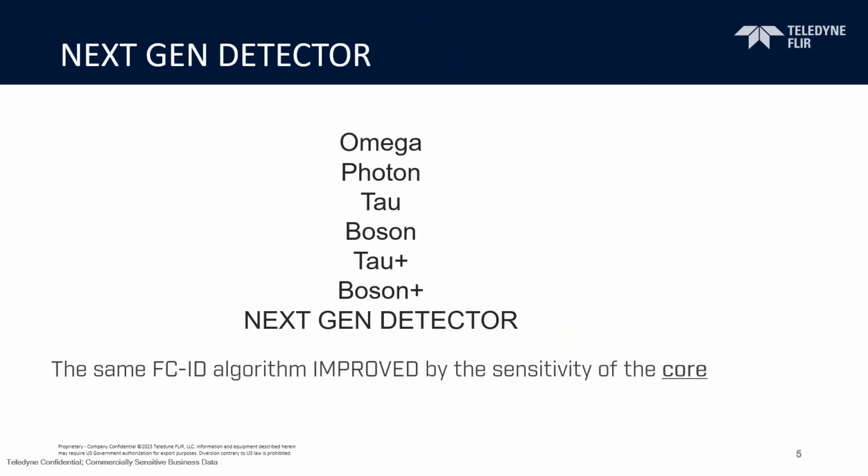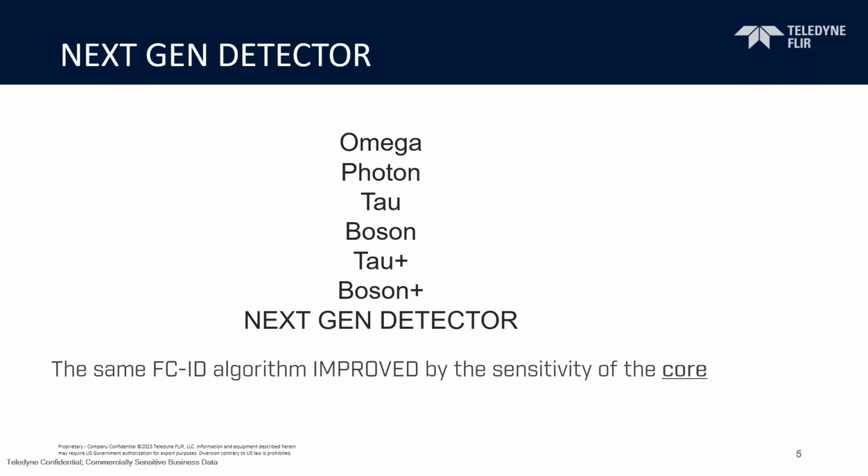This is really the key to that new sensor that this camera has that the FCID camera did not have before, right? We started at the top, way back in the day with the Omega detector, or sensor, and then the photon sensor, and then tau, and then boson. This camera is right there in the tau plus range.